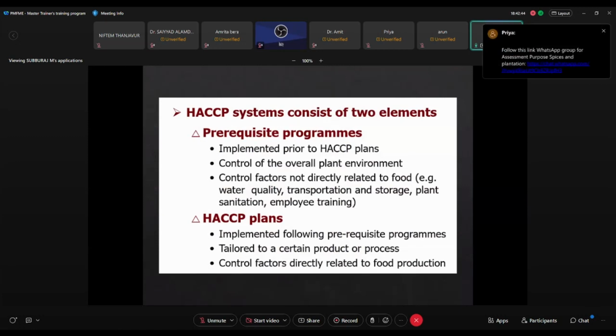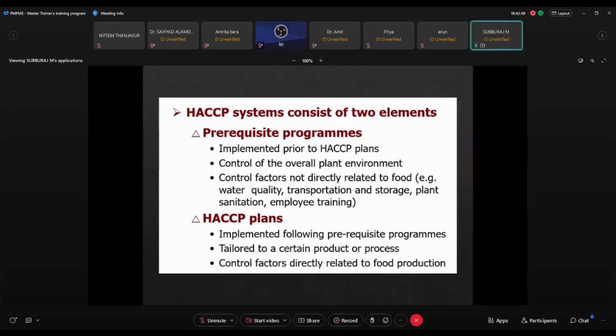Pre-requisite program means before implementation of the HACCP program, we have to inspect all the things, prior to the implementation of the HACCP plan. So we have to think about the internal and the external environment. This is a very, very important pre-requisite program.